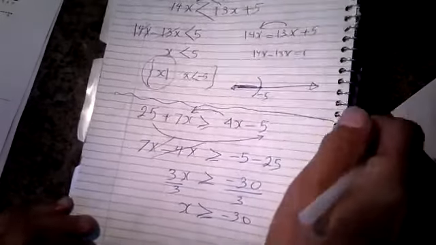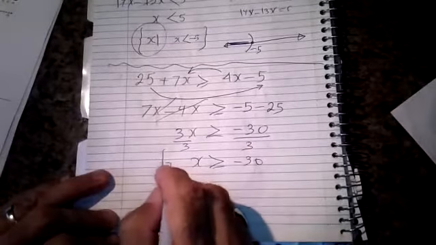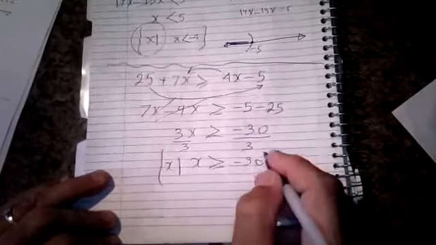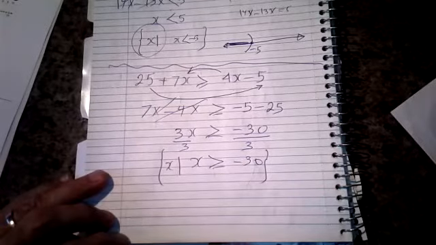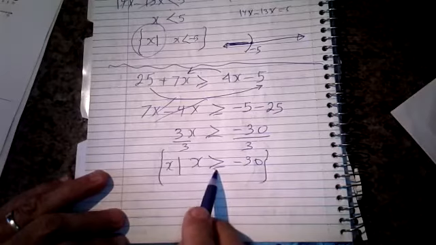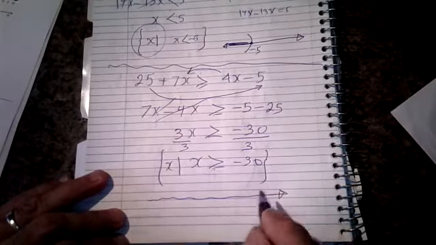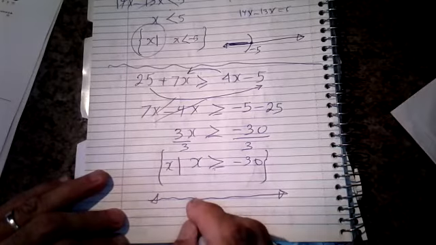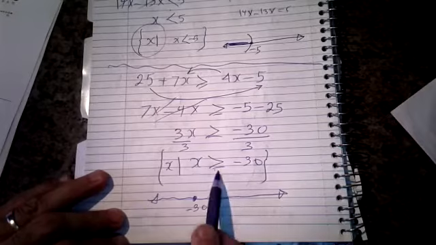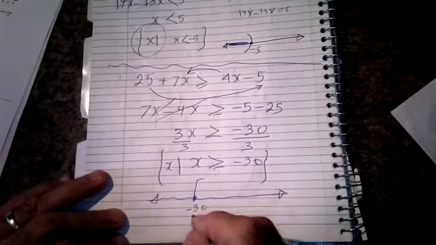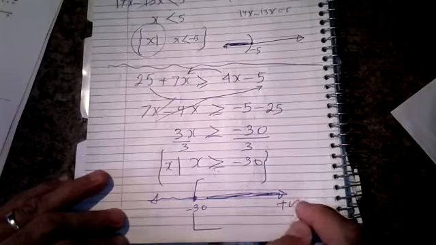So if you want to show it with set notation, just open a bracket here, put the x, the vertical line here, and put this around it. If you are asked to show it graphically, it has an equality sign, right? So it takes a bracket. So you just draw the number line here, label a point -10. Because of the equality sign, use the bracket, and it goes to the right all the way to positive infinity.